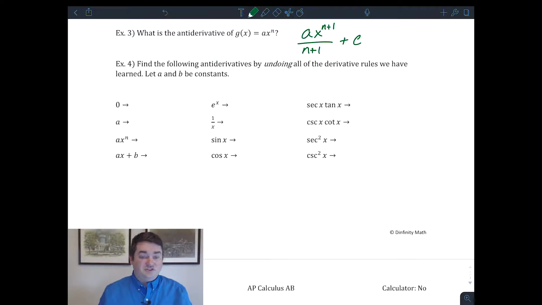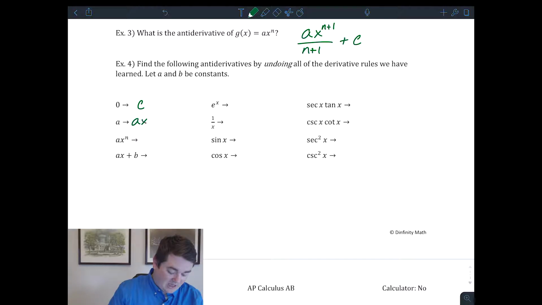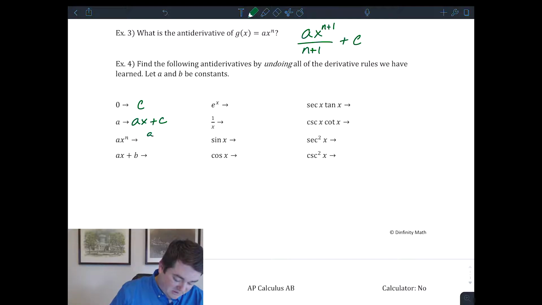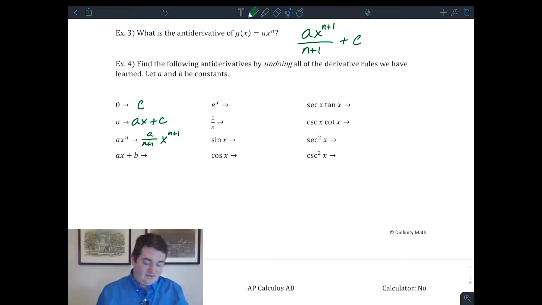So with that in mind, let's look at these 12 problems and just practice undoing the derivative, anti-differentiating to find the antiderivative. And we're not going to forget our plus c. So what's the antiderivative of 0? Well, that would be some constant, c. What's the antiderivative of a constant, a? Well, that would be ax plus c. The antiderivative of ax to the n we just did before. That's going to be a over n plus 1 times x to the n plus 1.